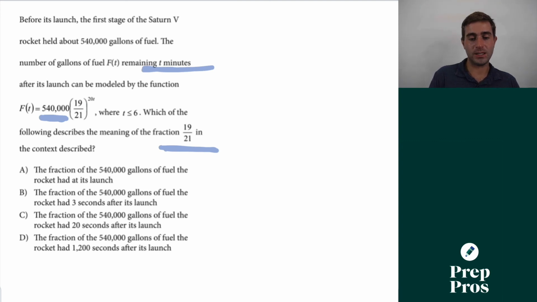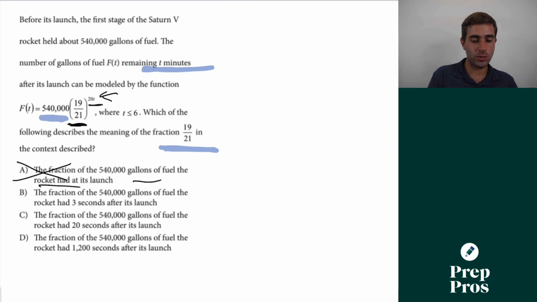So this is not going to be the fraction of the gallons it had at its launch, because it's going to have 540,000 gallons at its launch. This is going to give me my rate of change, and this is going to be the time periods here. So what I kind of want to think about here, and this just helps with a little bit of SAT experience as well, for all these questions, you're pretty much raising it to the first power, because what we're ultimately looking for is the time period where we're just doing 540,000 times 19 over 21.